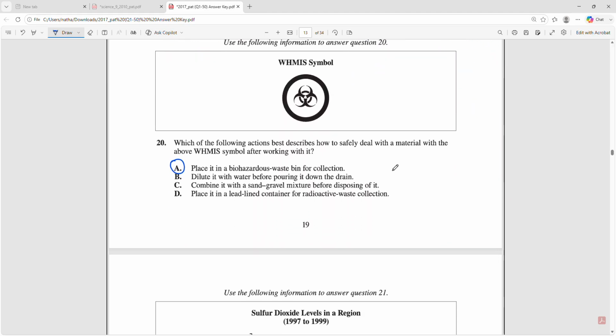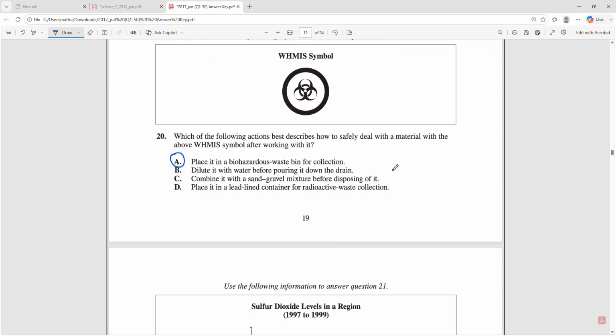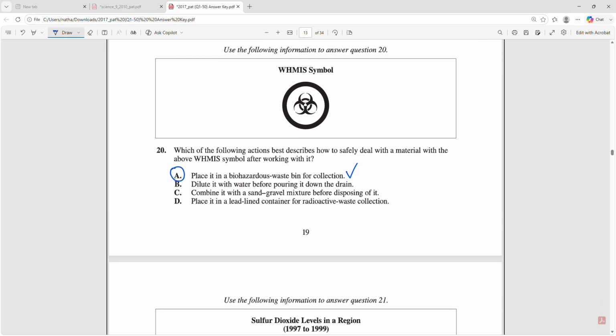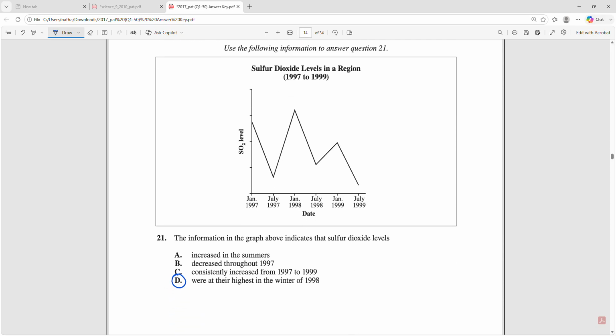Okay, next question. WHMIS symbol. What is that? It's a biohazard symbol. So the correct response to how to deal with it safely would be to place it in a biohazardous waste bin for collection. Okay, so make sure you know your WHMIS symbols, and what they stand for.